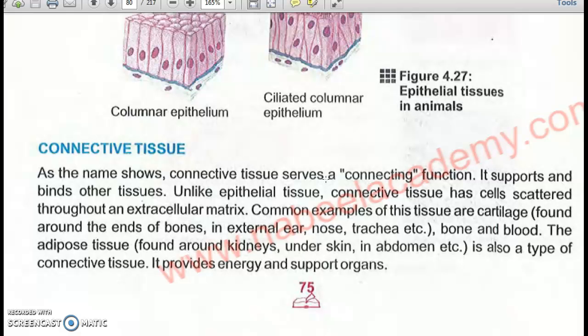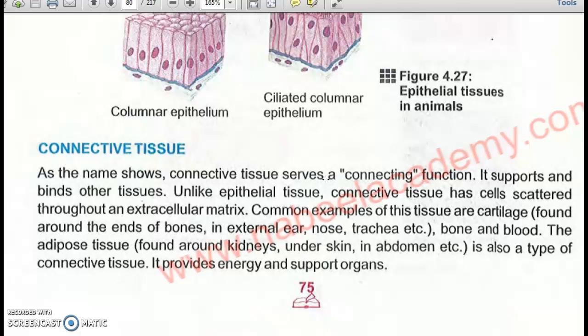The second type of connective tissue is the bones. Bones are the hard connective tissue, right? They consist of bone cells, which are present in the hard matrix. The hard matrix mostly has deposition of minerals in it. Calcium and phosphorus are present. That's why bones are hard.